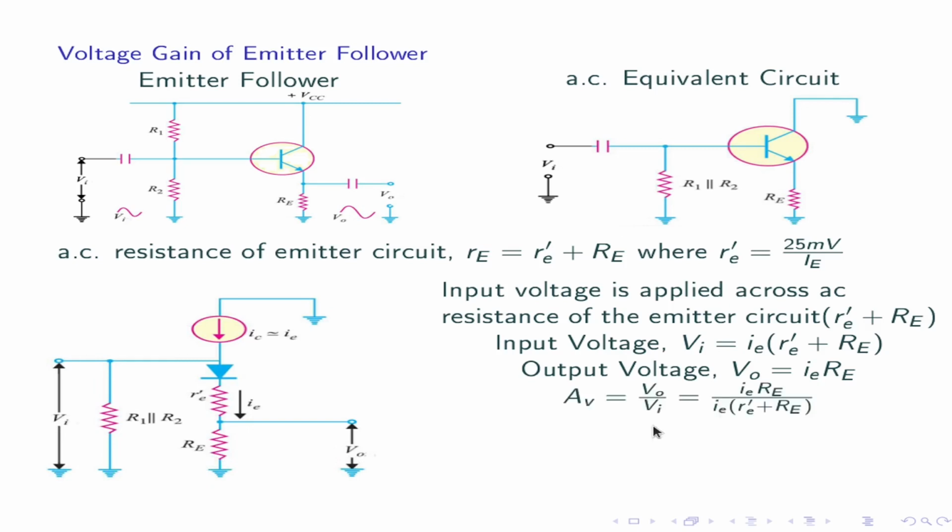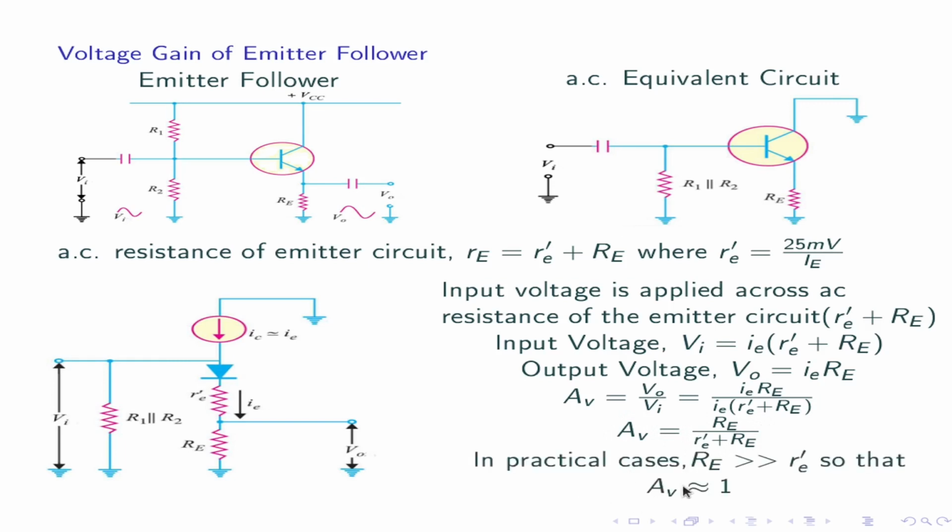Voltage gain is equal to VO by VI, that is equal to IE RE by IE into RE prime plus RE, that's equal to RE by RE prime plus RE. In practical cases, RE is very much greater than RE prime, so that RE prime plus RE is approximately equal to RE. Therefore, AV is approximately equal to 1. Thus, the voltage gain of an emitter follower is approximately unity.